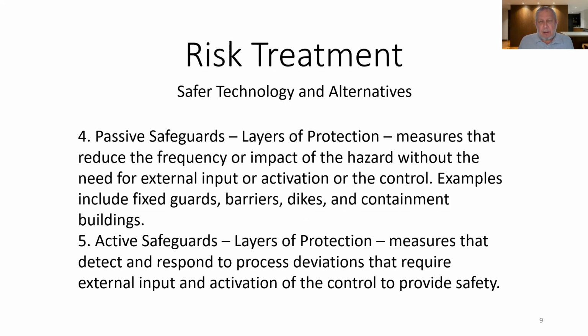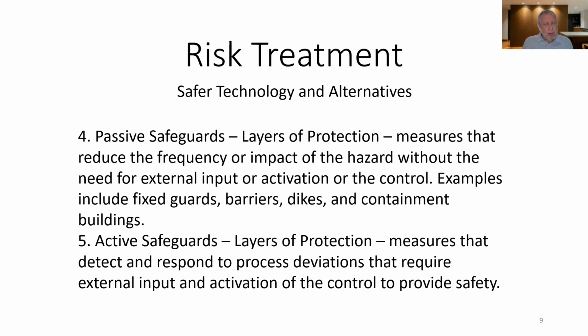Passive safeguards, layers of protection, measures that reduce the frequency or impact of the hazard without the need for external input or activation or control. Examples include fixed guards, barriers, dikes, containment buildings. So this is passive. This is like what in the hierarchy of controls? So then like engineering controls, right? They're called passive safeguards. In other words, they're there. You don't have to do anything. They're just always there. And they're called a layer of protection. And that makes a lot of sense.